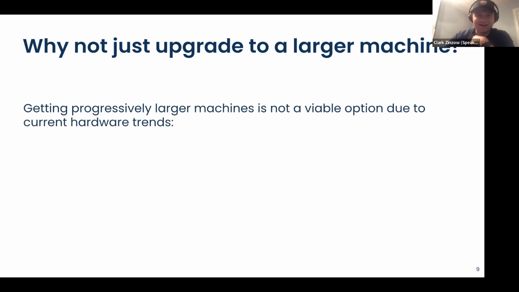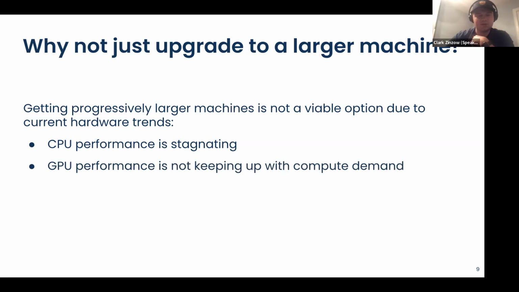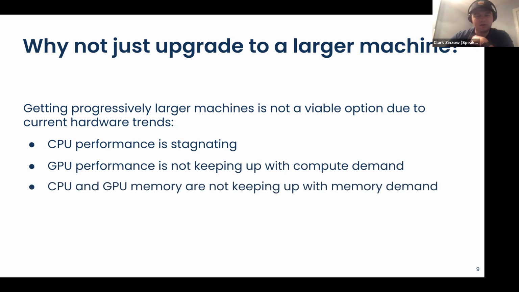Probably pretty expensive. Well, first, the current hardware trends really make this not such a great option. CPU performance in general is stagnating. I'm sure everyone's seen the popular articles around Moore's law ending and Dennard scaling ending, and in particular, it's stagnating relative to GPUs. And even GPU performance itself is not keeping up with the compute demand of state-of-the-art AI models. Even though CPU and GPU performance are lagging, CPU and GPU memory are lagging even worse, not keeping up with the memory demand of these models.